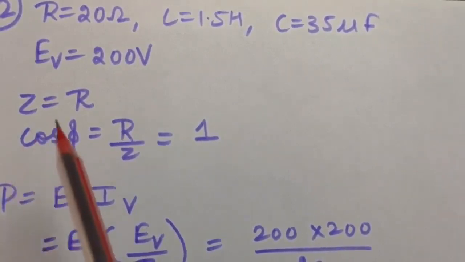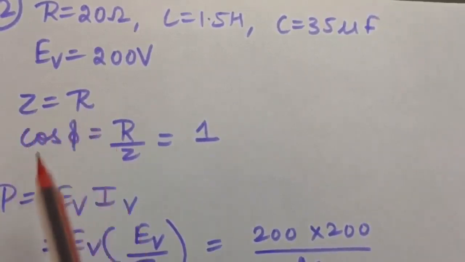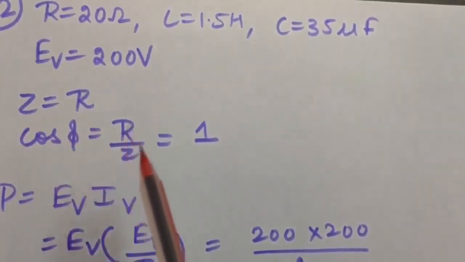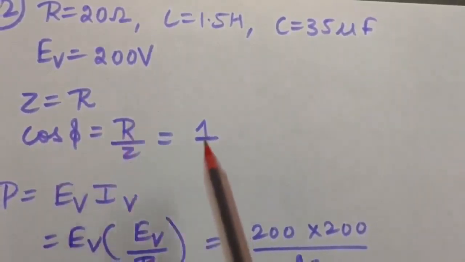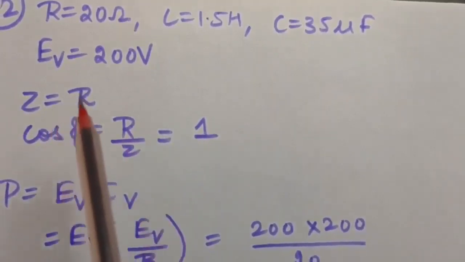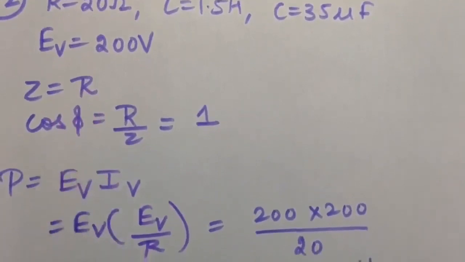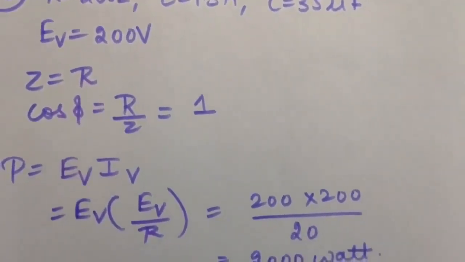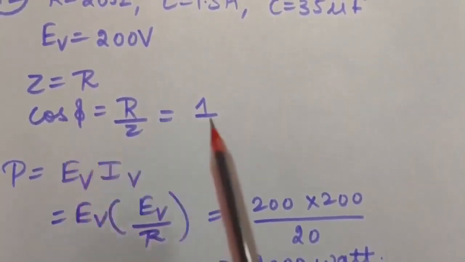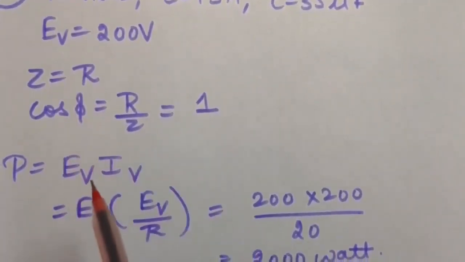So now if Z is equal to R, you know the value of cos phi, that is power factor, is R by Z. So if R and Z are equal, it will come to be 1. Now the power is only due to resistance, and as you know the formula for that is P equals EV IV cos phi. Now if cos phi is 1, that means power will only be equal to EV IV.